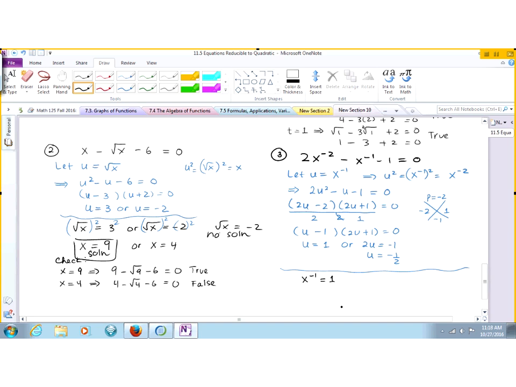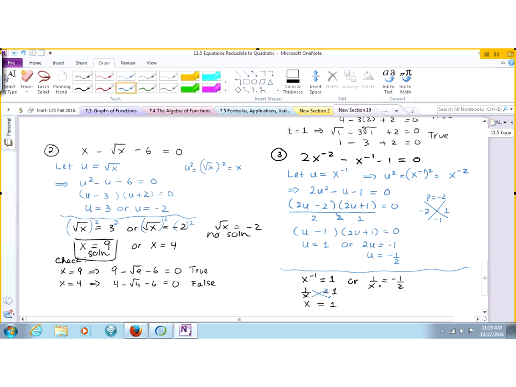Yes, x to the -1 is equal to 1. What is x to the -1 actually? 1 over x is equal to 1, or 1 over x is equal to -1/2. So you could write 1 over x directly. If 1 over x is 1, what is x? We cross multiply. So what is x? X is 1. Good.